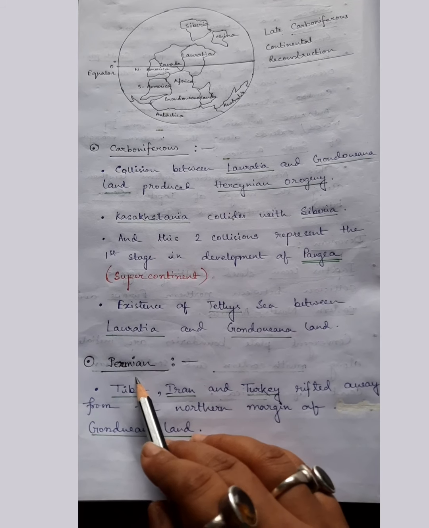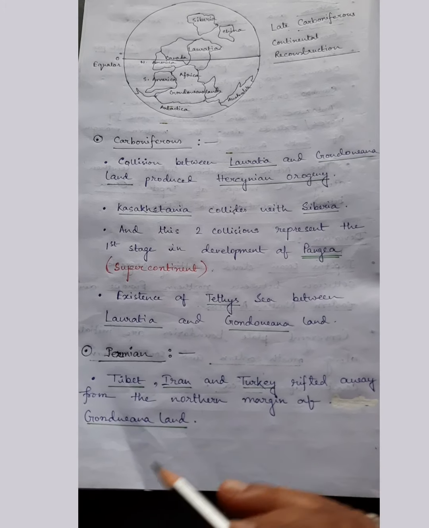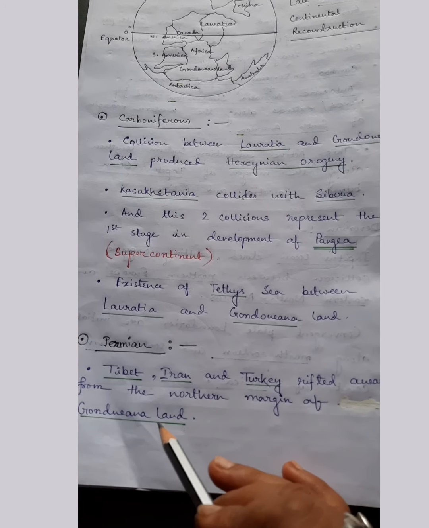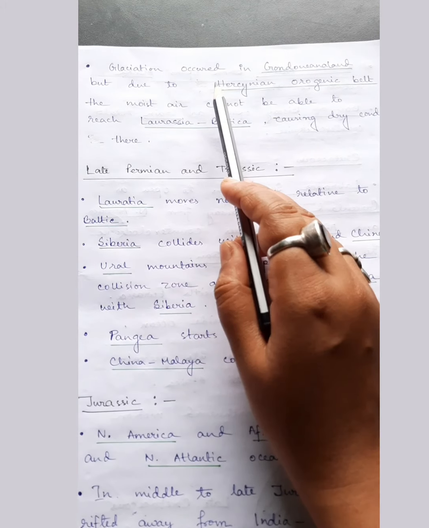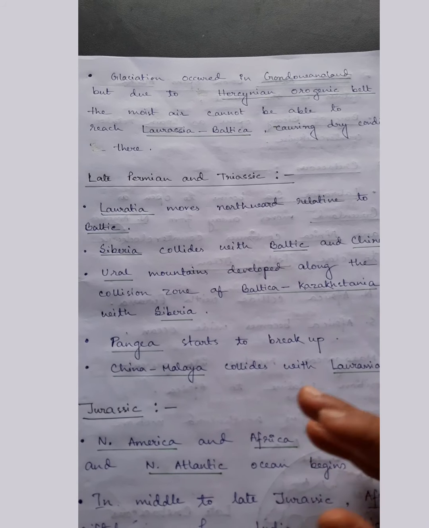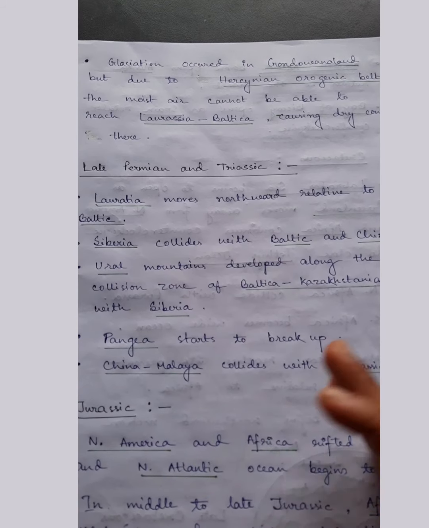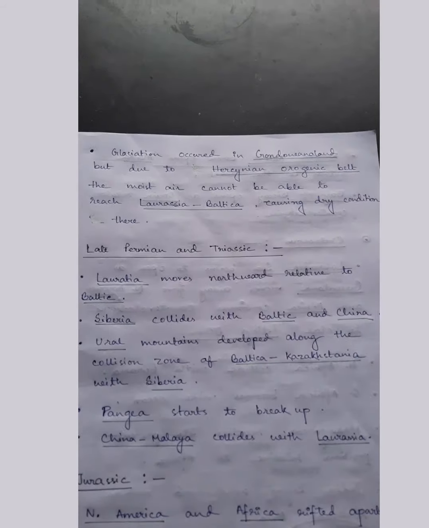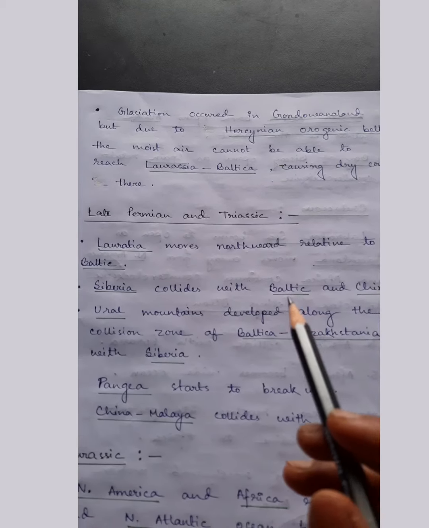Then we discuss the Permian period. From Gondwanaland, Tibet, Iran and Turkey drifted away. They started to separate from Gondwanaland in the Permian period. Then, as the total Gondwanaland moved toward the south pole, we can understand that glaciation started, because in Africa glaciation had already occurred, and other parts of Gondwanaland would obviously be under the glaciation period at that time.